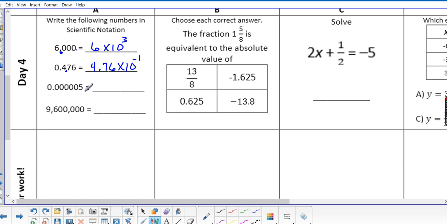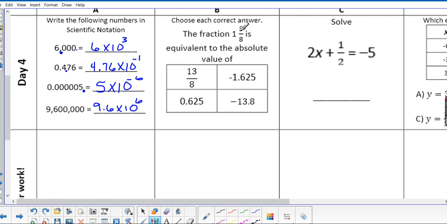This is one that gets everybody. Remember, the decimal's got to come all the way out here. If it doesn't, then your first factor doesn't match what it's got to be. This is 5 times 10 to the negative 6 power, because it takes 6 movements to get from there to here. On the last one, we got 9.6 times 10 to the positive 6 power, because it's a whole number.